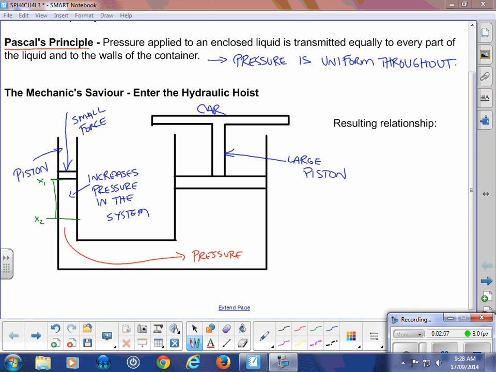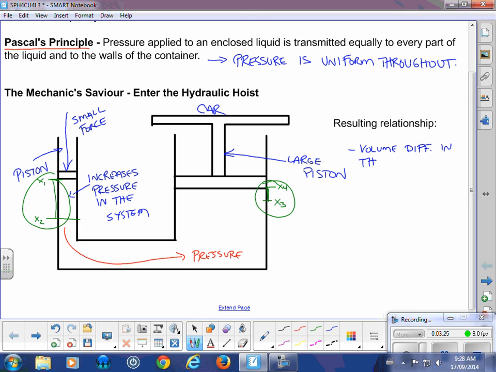But the difference here is, if this is where the piston ends, so I'm going to go with x4, its final height, it's going to be a much different length, because if you look at it, there's a volume difference here. There's a volume difference in the two pistons.